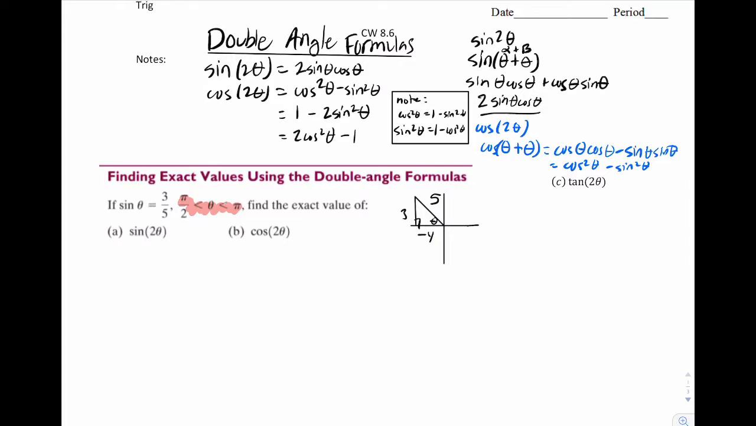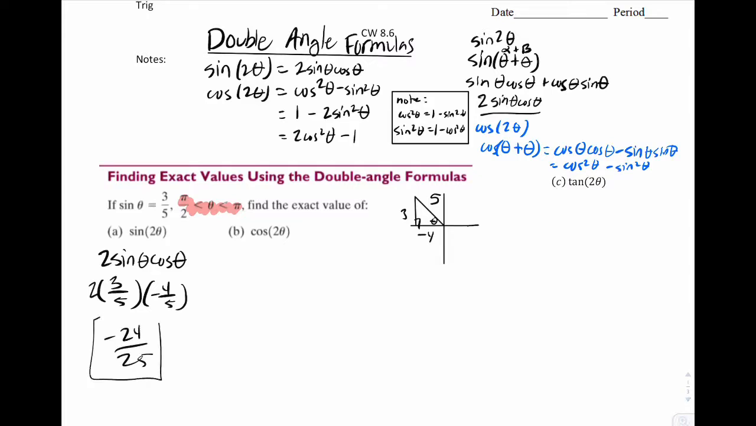To figure out sine of 2 theta, look at the formula. 2 sine theta cosine theta. Plug it in. 2 times sine theta, which is 3 over 5, times cosine theta, -4 over 5. Multiply, -24 over 25. So look how easy that was, no problem.